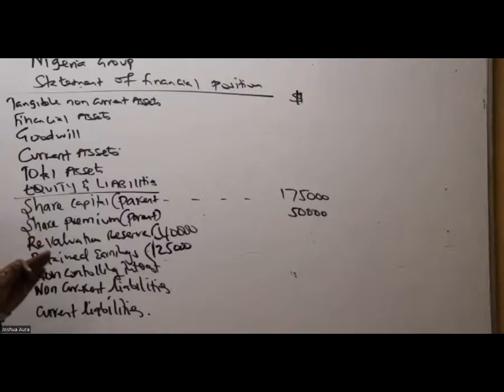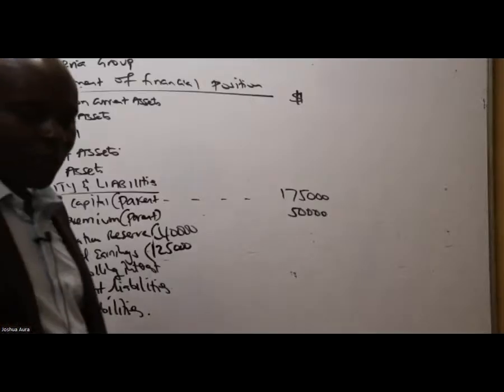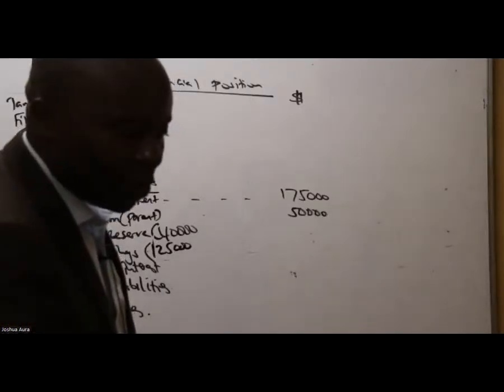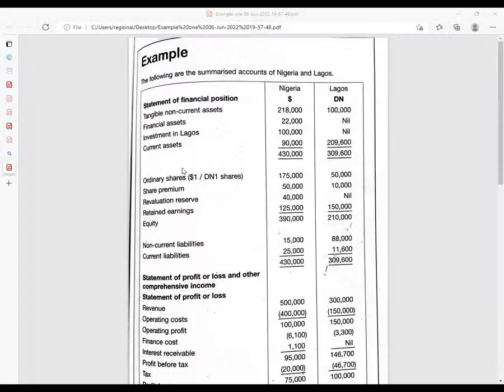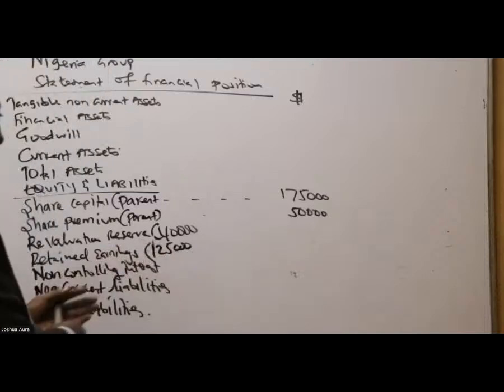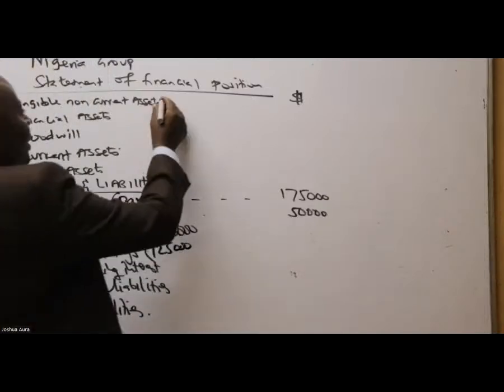So we start with the first thing here, which is the tangible non-current assets. What do we have here for tangible non-current assets? Ladies and gentlemen, I can see Nigeria as 218,000 and Lagos as 100,000. So please combine the two: 218,000 plus 100,000, because consolidation is all about adding.